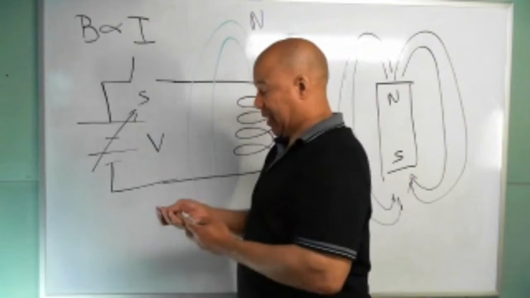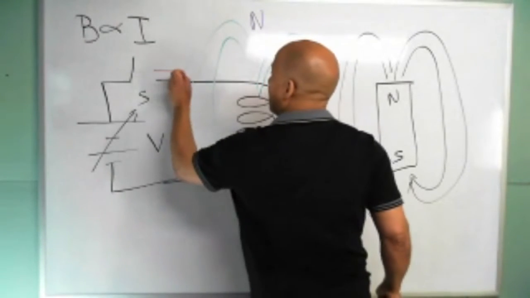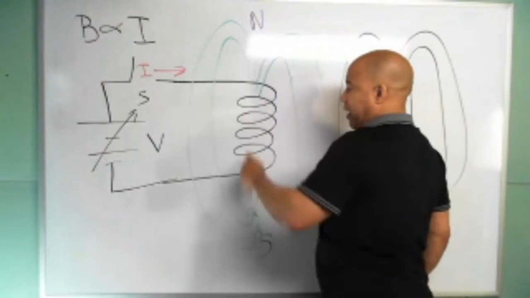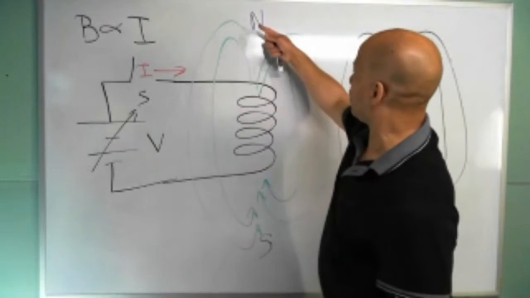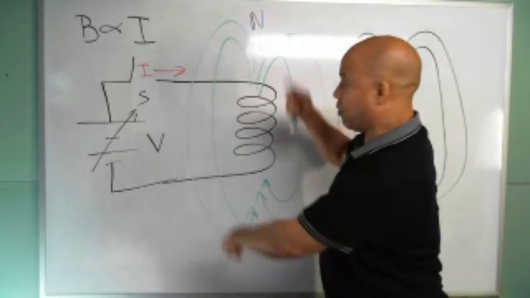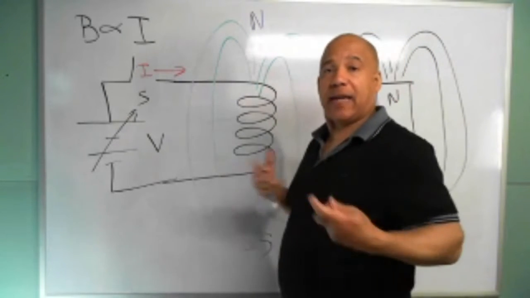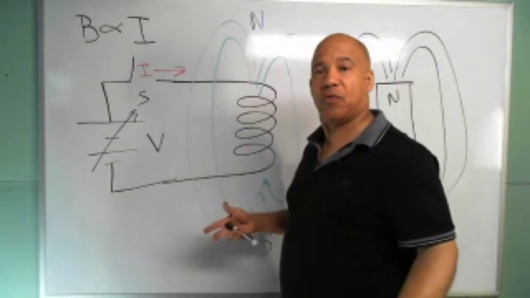And if current is flowing this way, when I close the switch and I get a north pole here, south pole here, if I flip the battery over, then what happens is the north pole and south pole will reverse. Again, anything that I can control, I can make that useful. That's what engineering does. Engineering takes science and makes it useful to mankind.